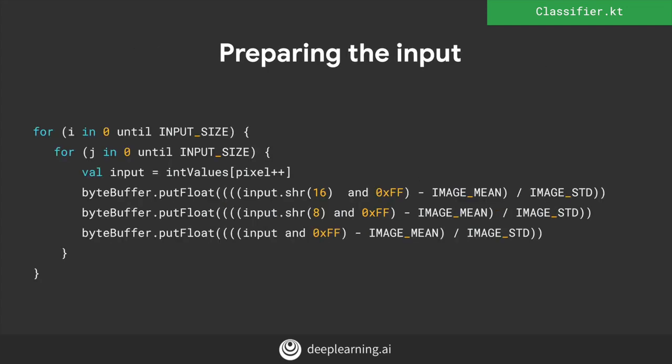So to prepare the bytes for the interpreter, we go through a loop like this. Iterating over the width of 224 and the height of 224, we convert the pixel to its normalized channel value and put them in a byte buffer.